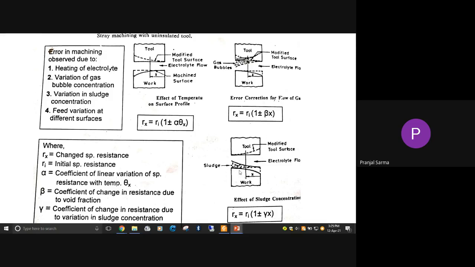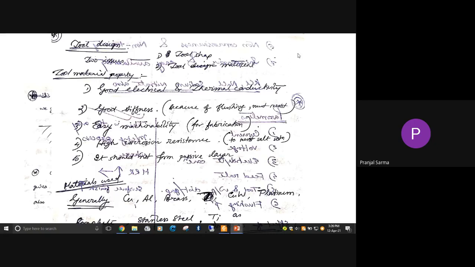Suppose sludging is going to happen here, then maybe you can modify the tool surface like this. Similarly, feed variation at different surfaces also sometimes causes error. This might not be very visible, but let me tell you: for tool design, there are basically two issues.